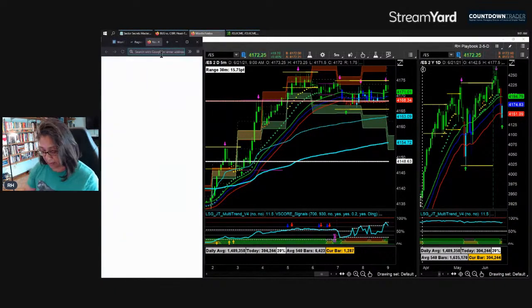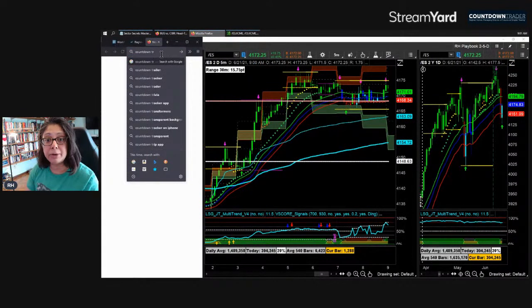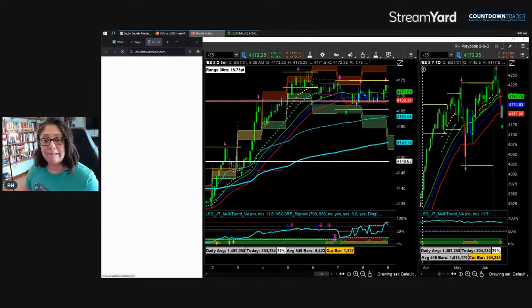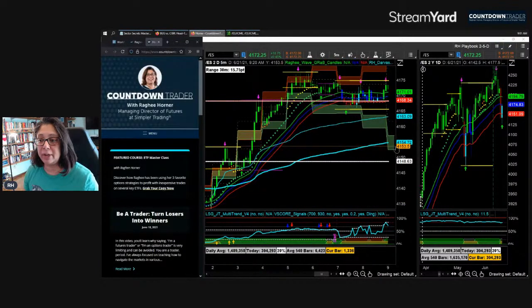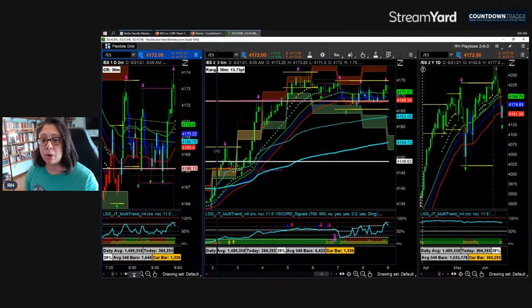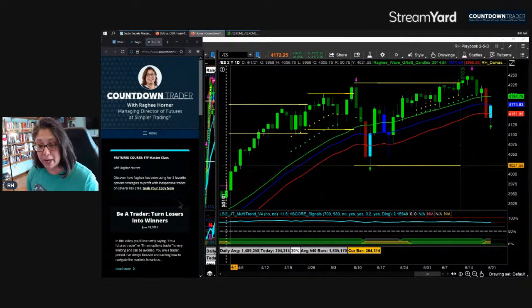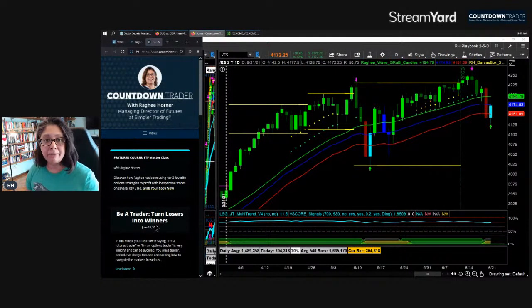So let me get the Countdown Trader up here, countdowntrader.com. One of the things that I think is pretty important right now is adjusting to the shorter term time frame. But one of the things that's really important to short-term time frame trading is the daily time frame.